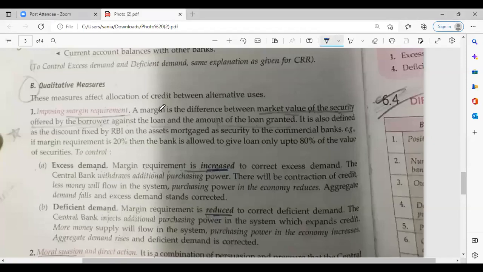Okay, so basically margin requirement is the difference between the market value of the security offered by the borrower against the loan and the amount of loan granted. Now you must be wondering, ma'am, what is this? We didn't get it. Okay, I'll just explain. For example, you are taking a 100 rupees loan.